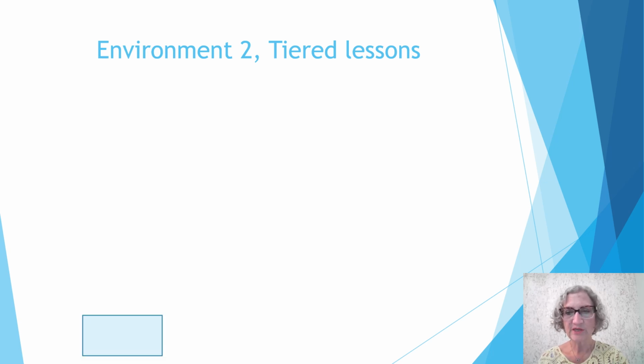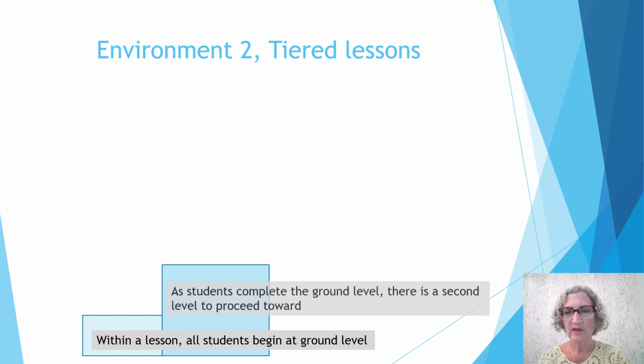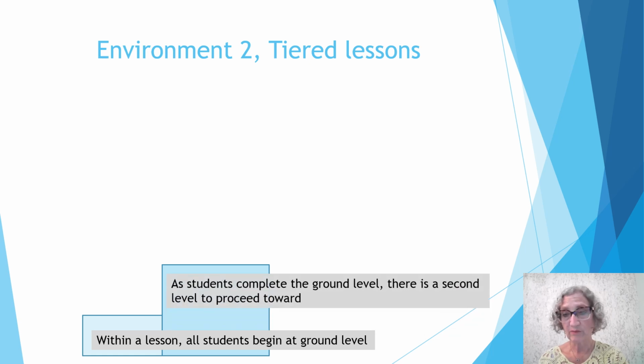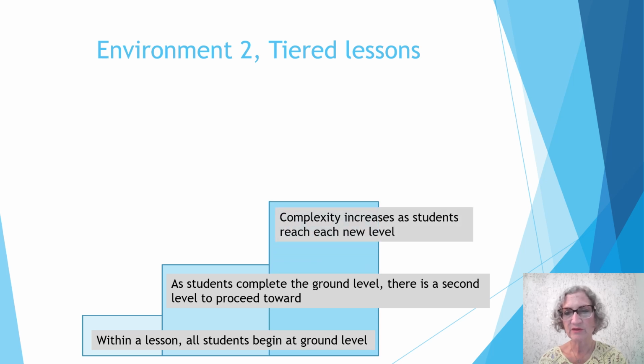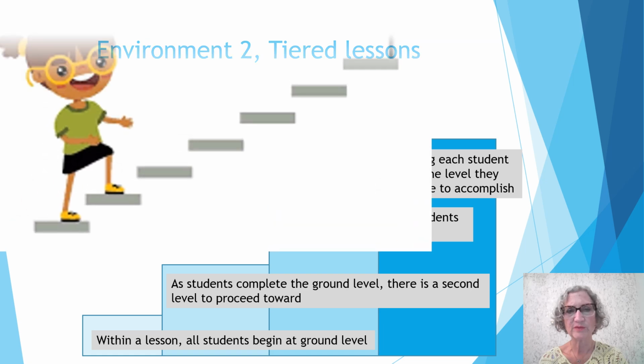Environment 2 is tiered lessons. Tiered lessons start with each lesson, everybody's at the same point, and as they master the first level, they go on to the second level. As they master the second level, they go on to the third and continue going until the time is up, and each student ends up at the level that they are able to accomplish.